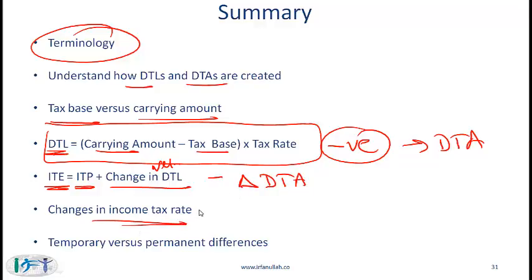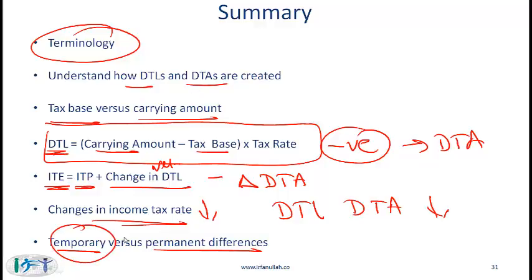If there is a decrease in the income tax rate, then both your deferred tax liabilities and deferred tax assets come down. If there is an increase in the income tax rate, then your deferred tax liabilities and assets go up. You need to understand the concept of temporary versus permanent differences. Deferred tax assets and liabilities are only created because of temporary differences.